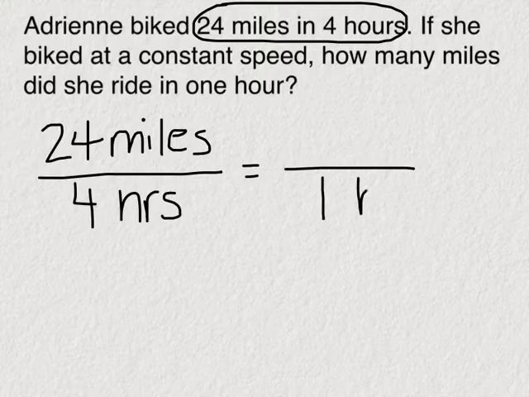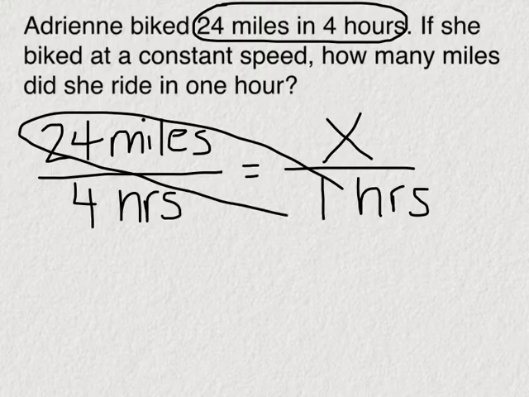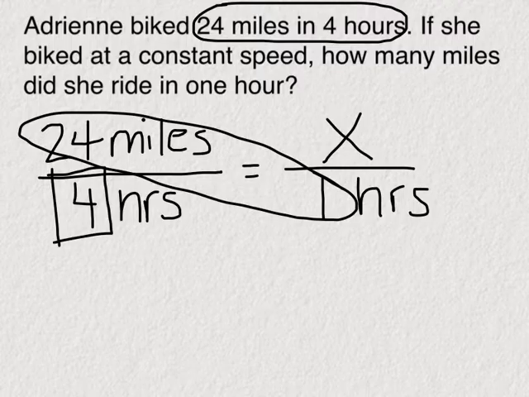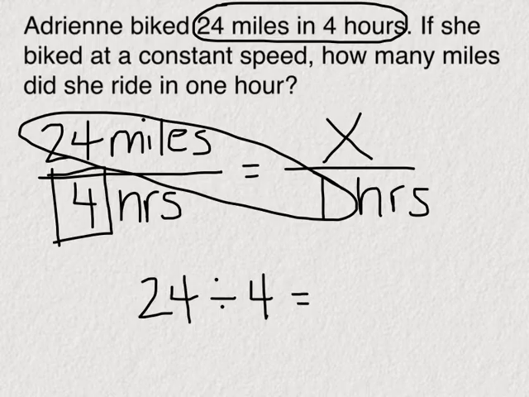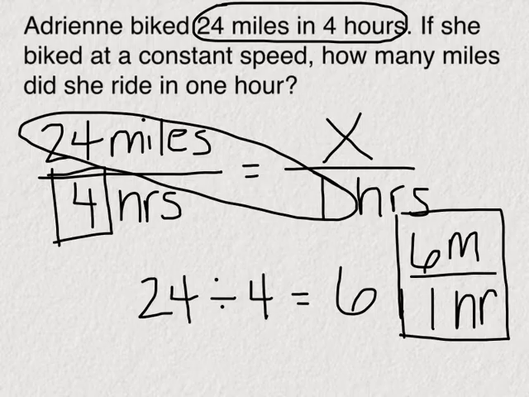Our units have to be the same directly across from each other, so it will be 1 hour, and this is what we're trying to find out, how many miles in 1 hour. So we're going to cross multiply and divide. 24 times 1 is 24, and then we will divide by 4. So 24 divided by 4, which is equal to 6. X is equal to 6. So 6 miles in 1 hour, or 6 miles per hour, is our unit rate.